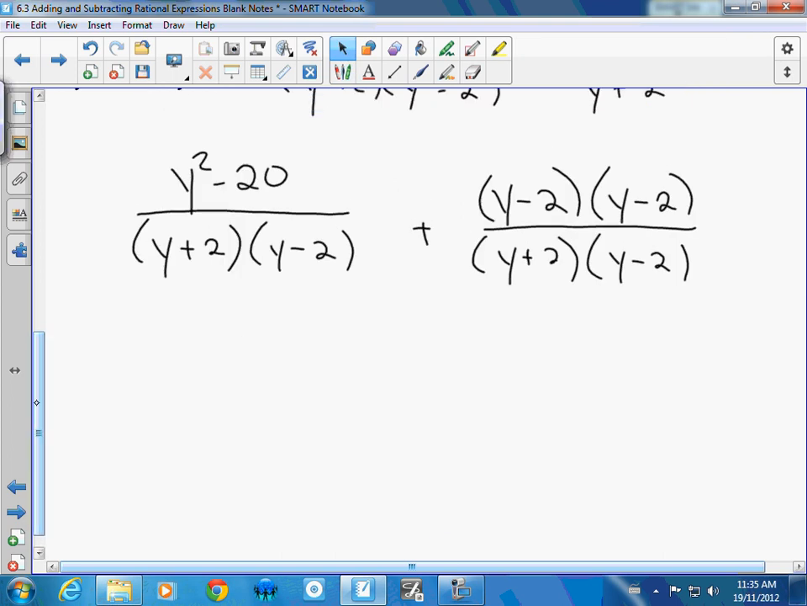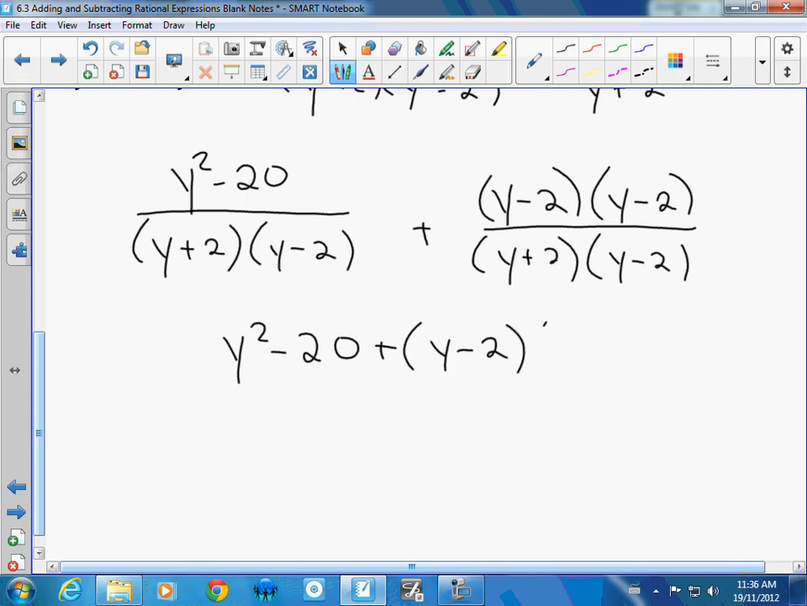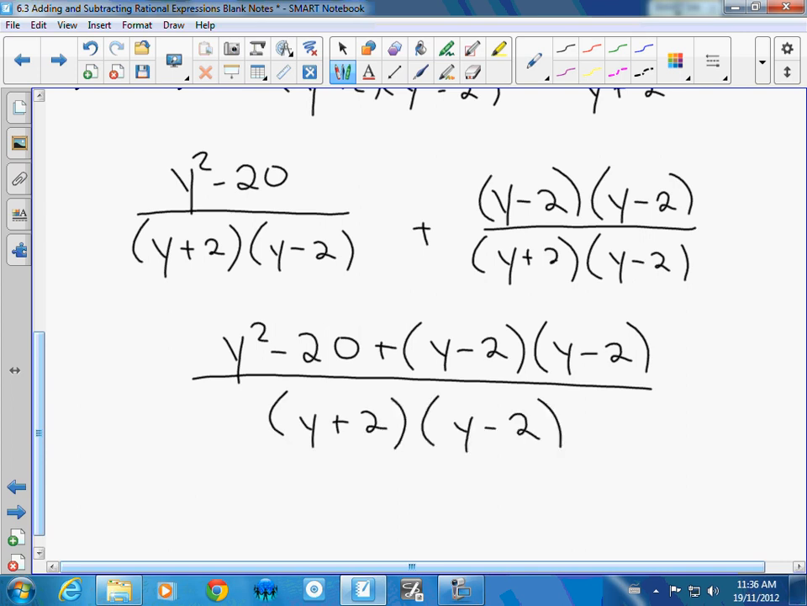Yeah, you can put it all in the same line if you like. So y squared minus 20 plus y plus minus 2, y minus 2, all over top of y plus 2, y minus 2. Right, you can put it all in one line. Really, it's no different than what we've done. The numbers are a little more complex, right? You could, but what do you want to do now? What's your next step? What do you think?